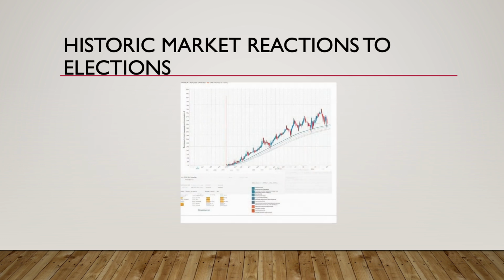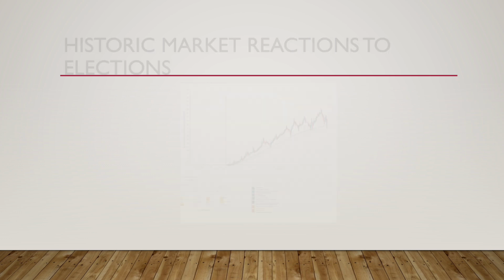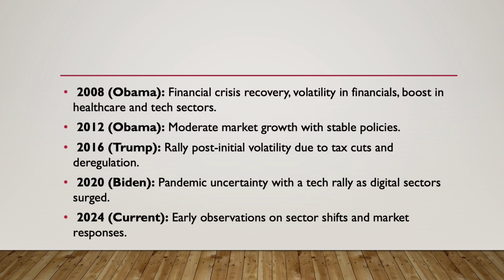Historic market reactions to elections. 2008, the Obama administration. Financial crisis recovery, volatility in financials, and a boost in healthcare and tech sectors. 2012, the Obama administration. Moderate market growth with stable policies. 2016, the Trump administration. Rally post-initial volatility due to tax cuts and deregulation. 2020, the Biden administration. Pandemic uncertainty with a tech rally as digital sectors surge.